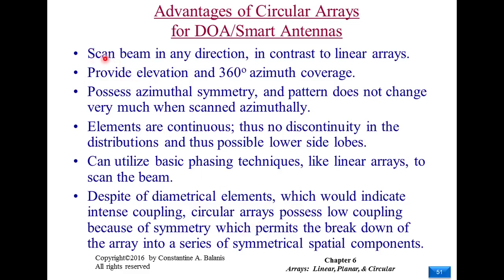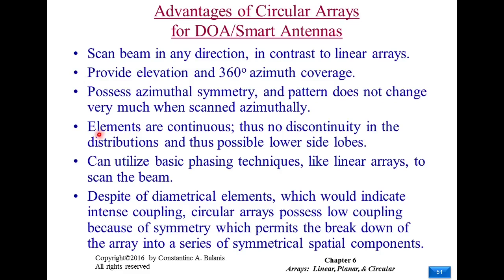So it has its own applications, as does the rectangular 2D antenna array. As I said, you can scan the beam in any direction. It provides elevation and 360 degrees of azimuth. You can scan for any direction in phi. There is azimuthal symmetry because the arrangement is symmetric in phi, so the antenna array pattern is symmetric in phi as well.